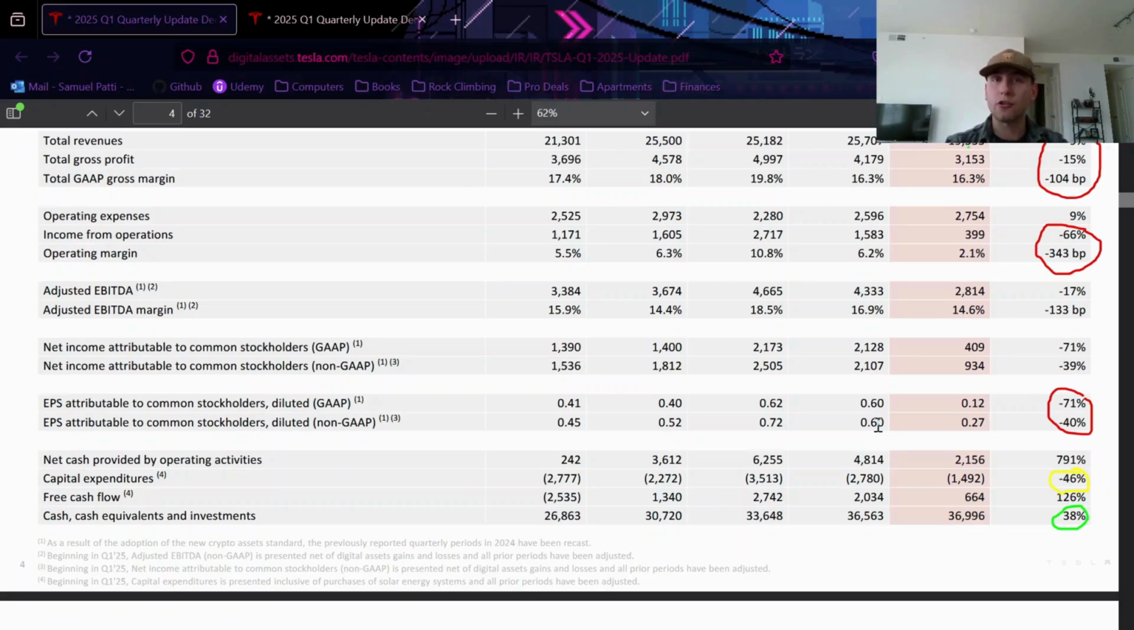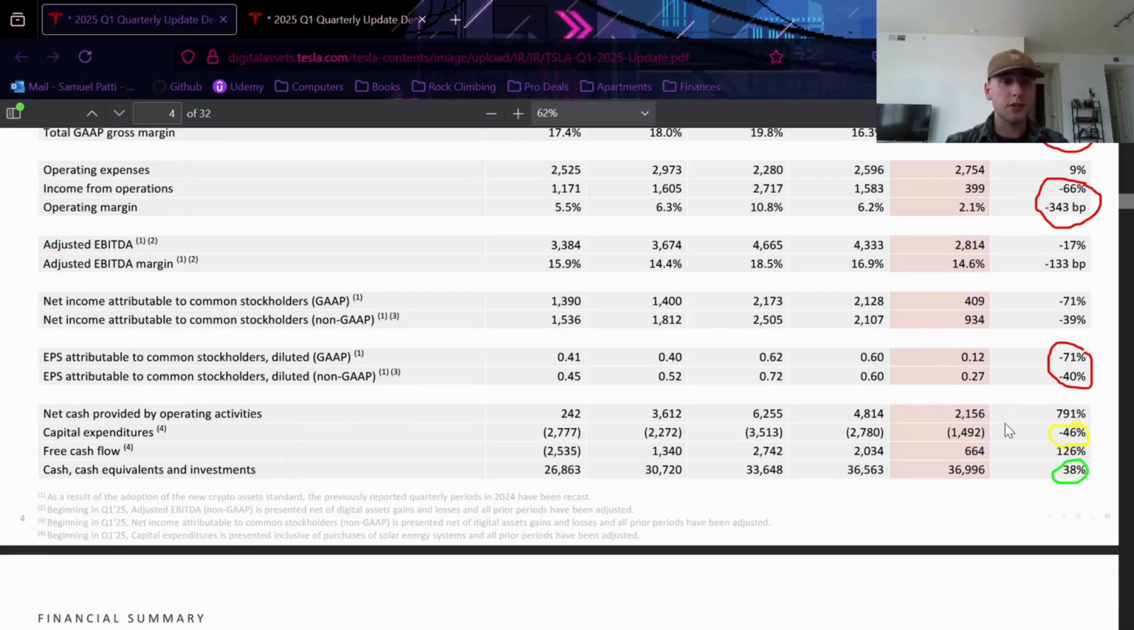Those are staggering losses in EPS, in their earnings per share. And that's going to have a huge impact on the stock as a whole. So now the last thing on this page that I want to talk about is their capital expenditures.